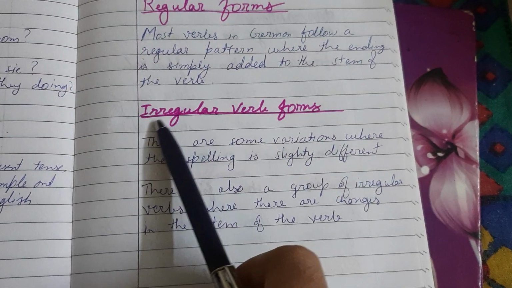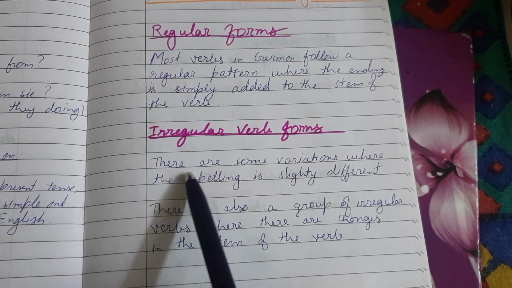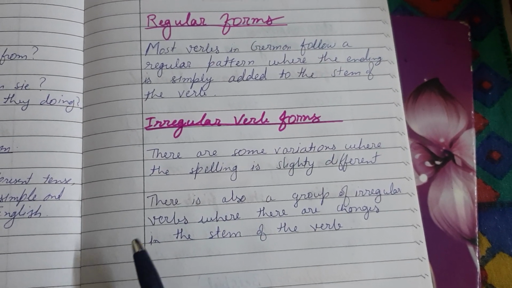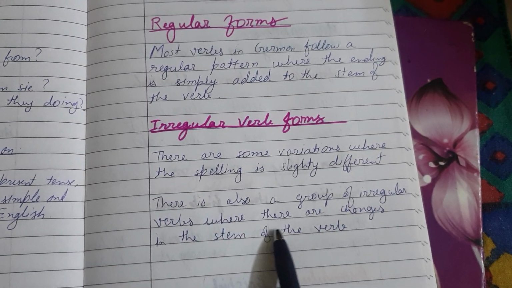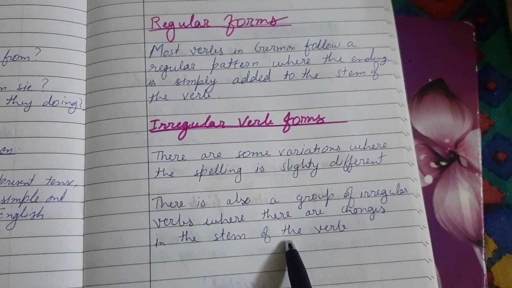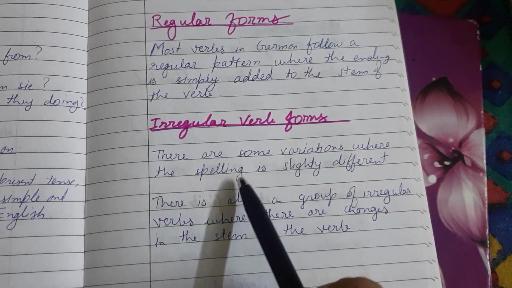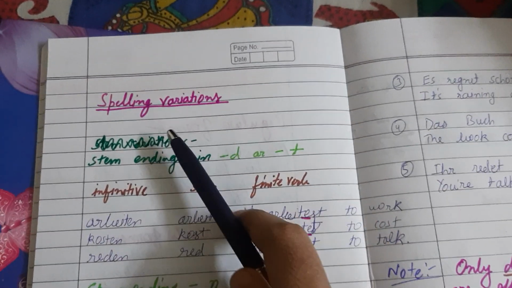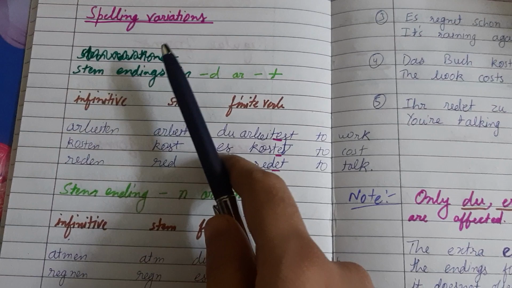Now the second form is irregular verb forms. There are some variations where the spelling is slightly different, and there is also a group of irregular verbs where there are changes in the stem of the verbs. So now we will see what those two types are. First is spelling variations.